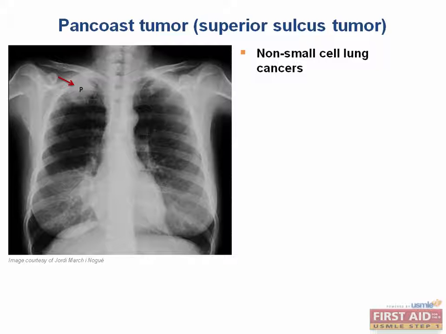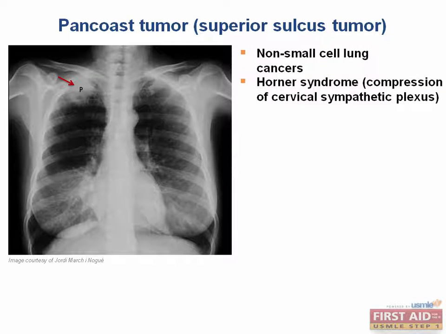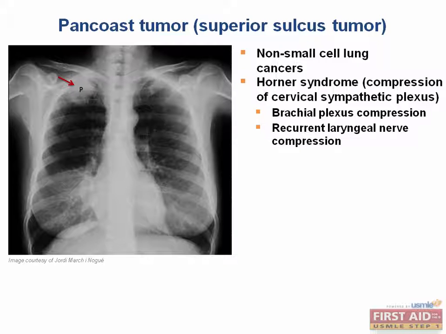You can also get Horner syndrome through compression of the cervical sympathetic plexus. And what's the triad of Horner syndrome? Well, that would be ptosis, anhidrosis, and miosis, from loss of the sympathetics to that side of the face. Now, what structure is affected if you also get pain and weakness in that arm and hand? That's the brachial plexus. You can also get hoarseness if the recurrent laryngeal nerve is involved.